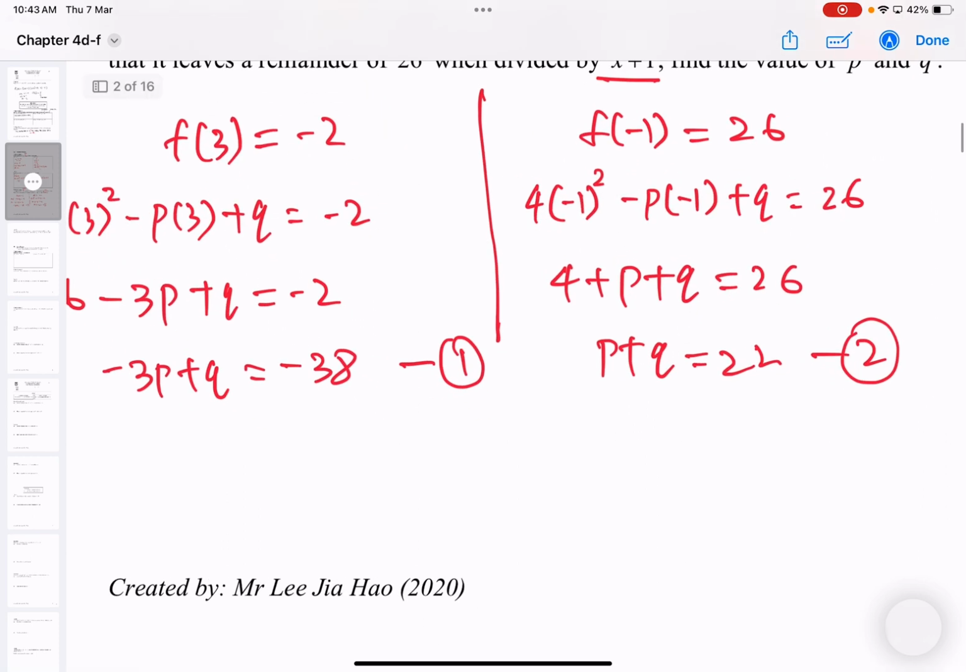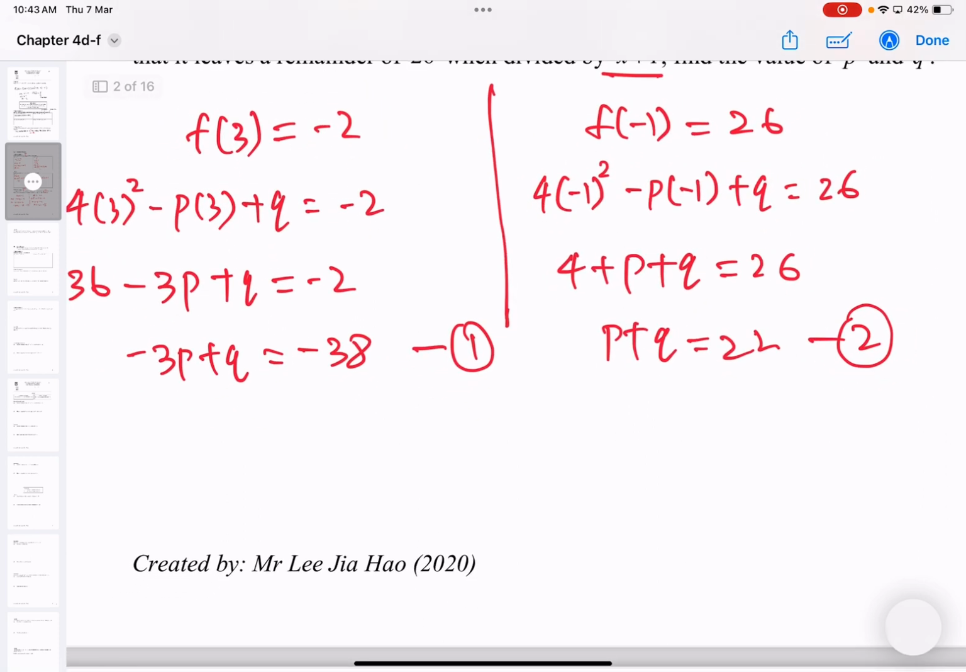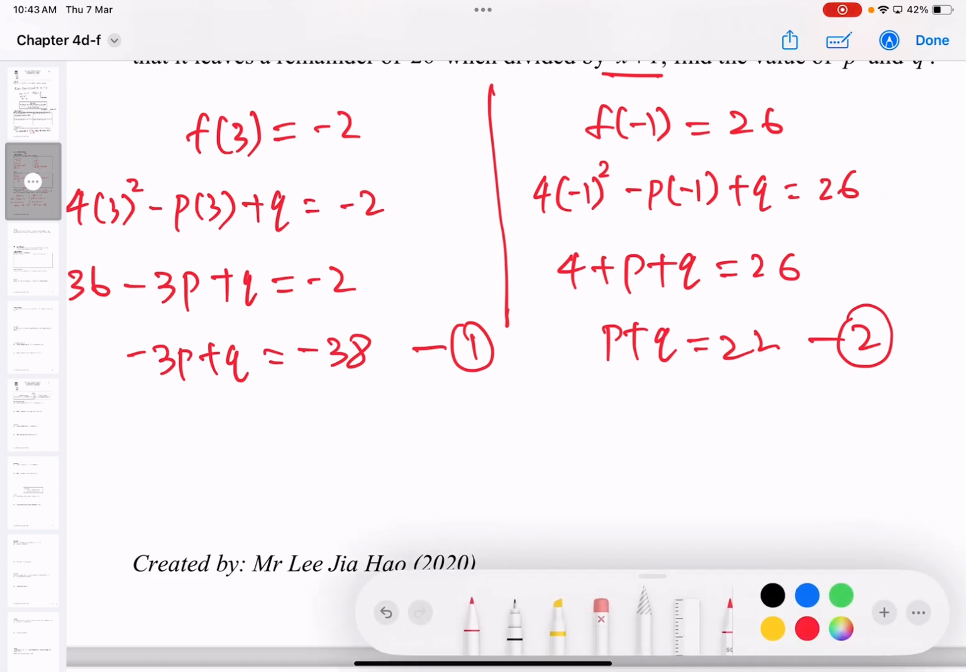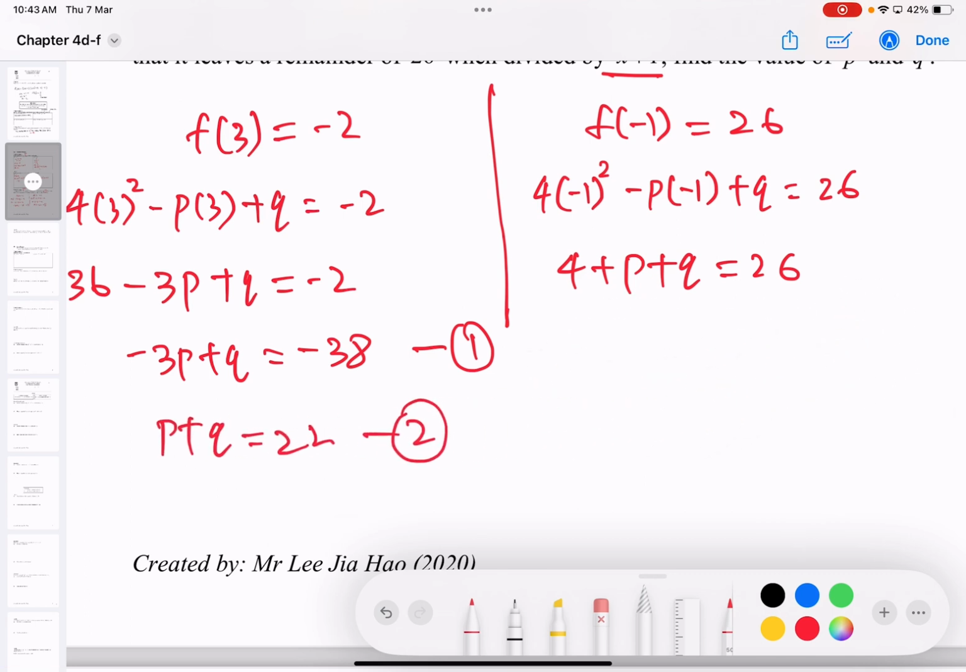But how do you do this? Just a quick recap. This chapter is all about simultaneous equations. So you need to know how to do it. You can do it by elimination. That is the quickest method. Can you see that you have a Q here? I will bring this thing down.